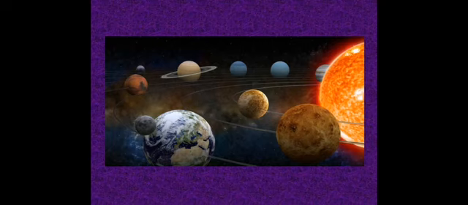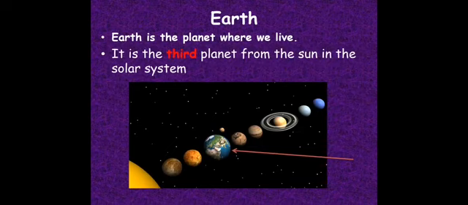So, this is our solar system. The solar system consists of our sun and 8 other planets. Here you can see our Earth. So, among all the planets, we live on Earth. So, let's talk about Earth. Earth is the planet where we live. It is the third planet from the Sun in the solar system. You can see in the arrowhead, I'm showing our Earth. Look, it's beautiful in color.